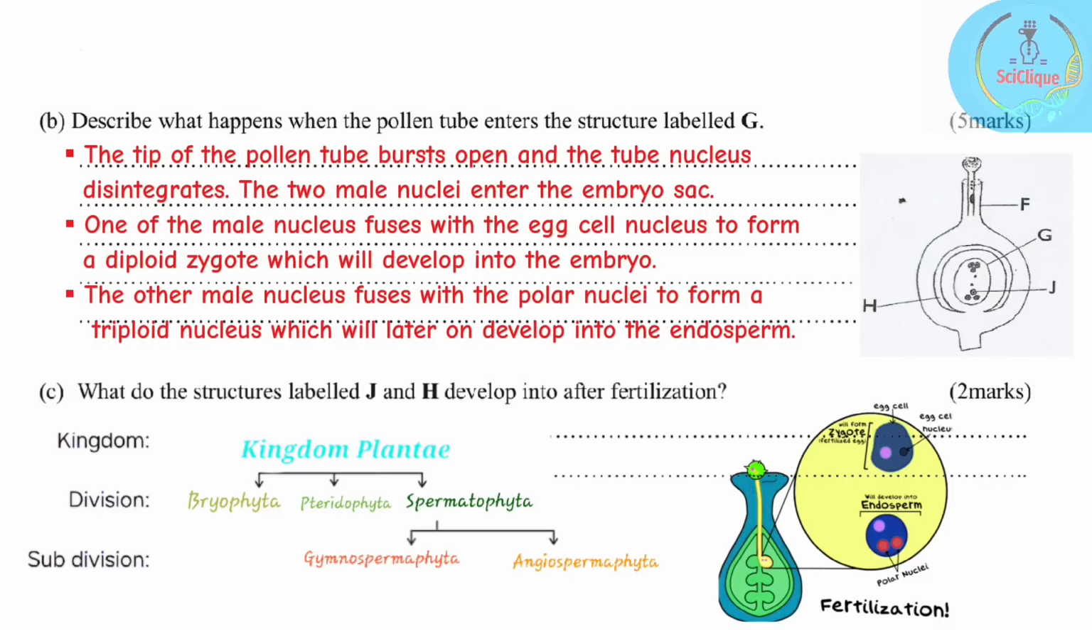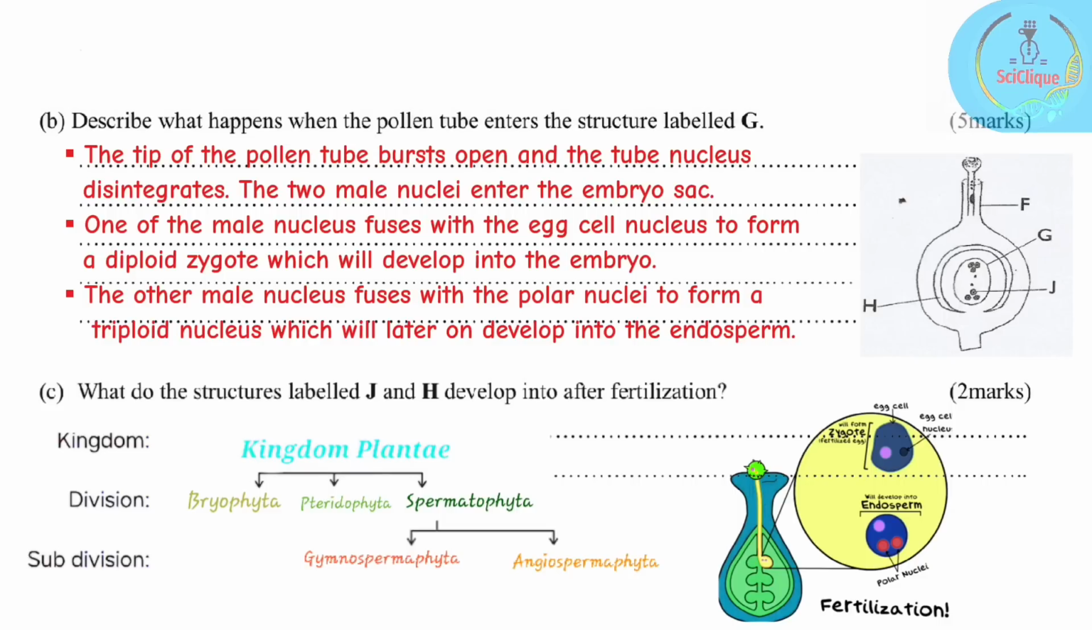Now, when it comes to spermatophyta, the seed-bearing plants, it is further divided into 2 subdivisions. You have gymnospermaphyta and angiospermaphyta. Now, angiospermaphyta is what I'm talking about. These are the flowering plants. Now, double fertilization occurs in angiosperms.